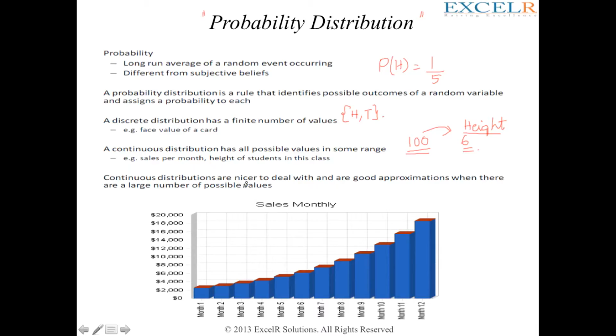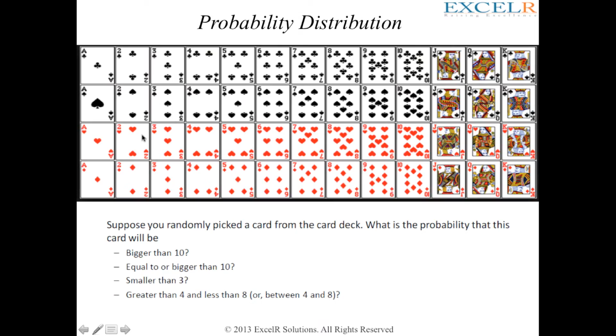Now, continuous distributions are always nicer to deal with. And more often than not, if you have a large number of possible values or a large number of events, if instead of head and tail, I have, say, a million other discrete events which are possible, in that case, your discrete probability distribution would appear as if it is a continuous probability distribution. Right? If you have not understood this, don't worry, don't press your panic button. The next slide will clearly explain all about that.